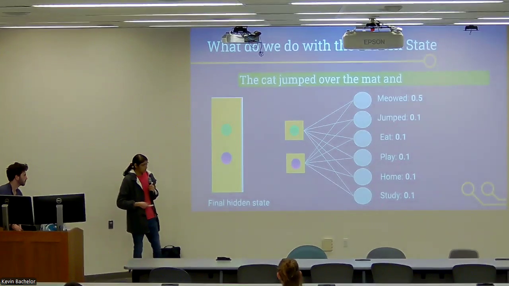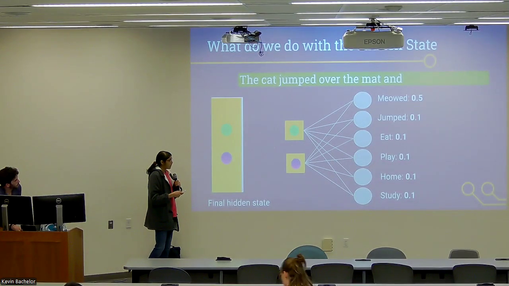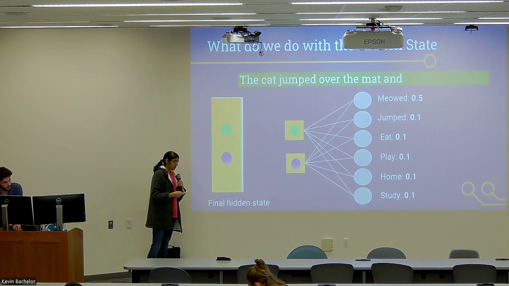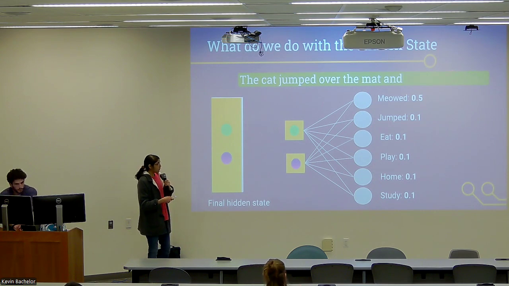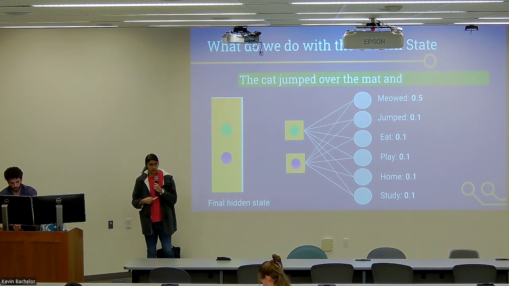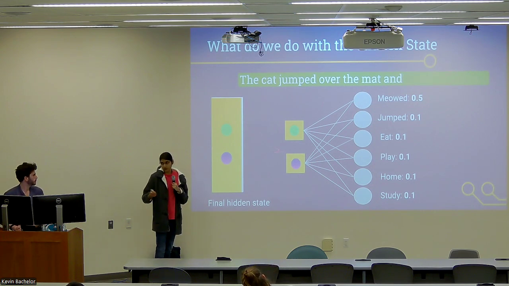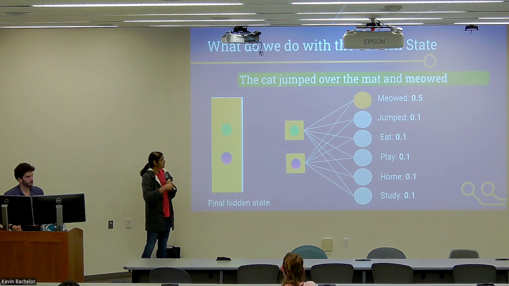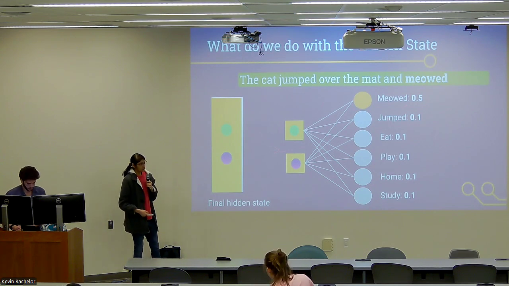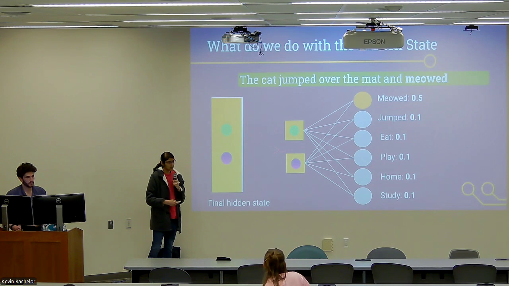Here I just put 6 words, but maybe it's every word in the dictionary. And we're going to use the hidden state and pass it into a small neural network just to determine the likelihood of each word being the correct output. So when we pass it in, we see, okay, meowed is 0.5, jumped is 0.1, eat is 0.1, and so forth. And the way we use this output is we say, okay, it's most likely that meowed is the correct word. So next. Based on this, I'm going to say that my predicted next word is meowed. Any questions on this?